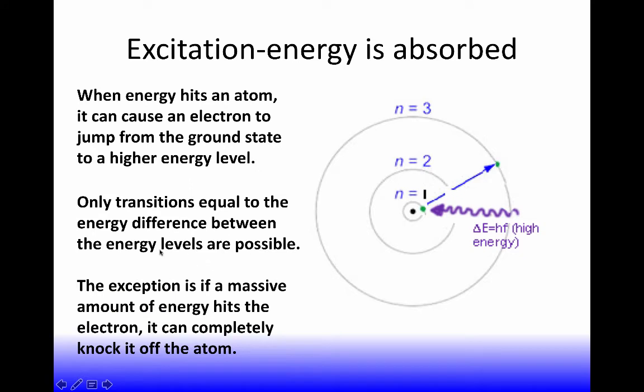So, like I said, all the transitions equal to the energy difference between energy levels are possible. There is one exception, but it's sort of weird. If you hit it with enough energy, you can actually move the electron so it will actually come out of the atom and form an ion. Now, it's not a stable state, but you can actually remove electrons from atoms if you hit it with high enough energy wavelengths like X-rays or gamma rays.